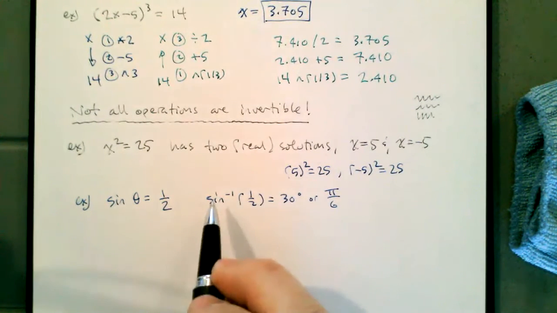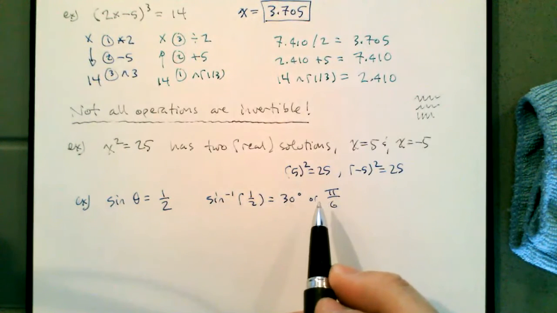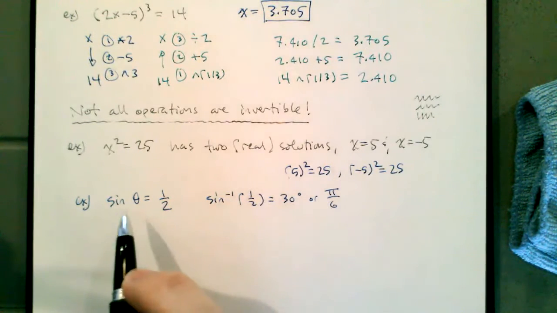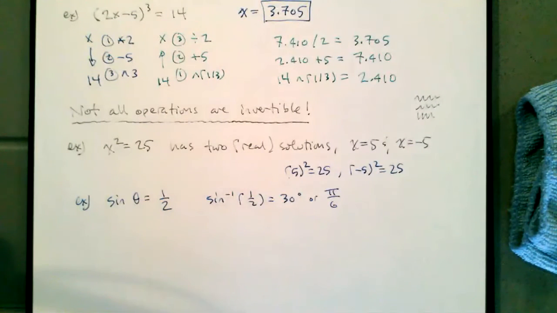If someone asks you what the sine inverse of 1/2 is, you say it's pi over 6, and you're done. If someone asks you to solve sine of theta is equal to 1/2, you have to ask, what values of theta do you care about? Is it just the theta between 0 and 360? Or do you want all the thetas that fit this description? So we can use the sine inverse to solve the equation, but we have to make sure that we get all the solutions.